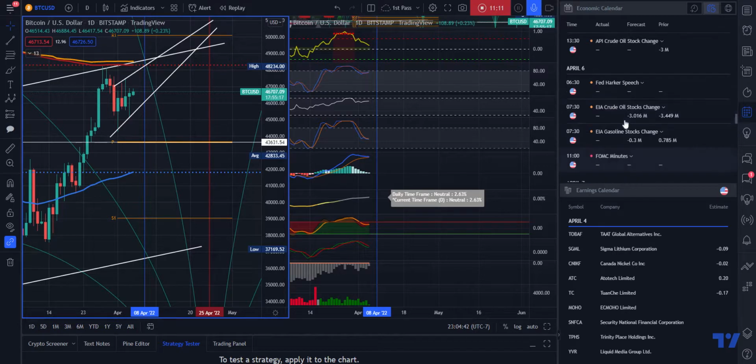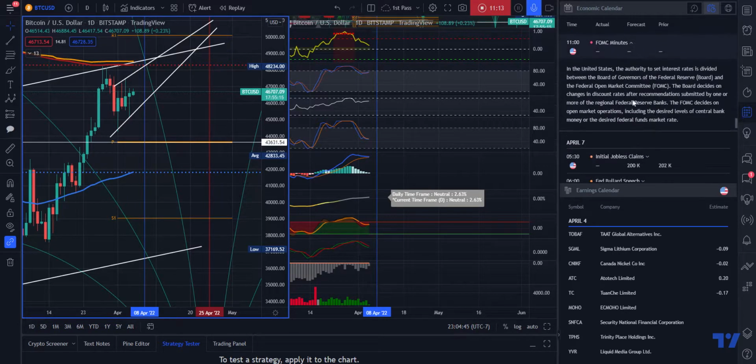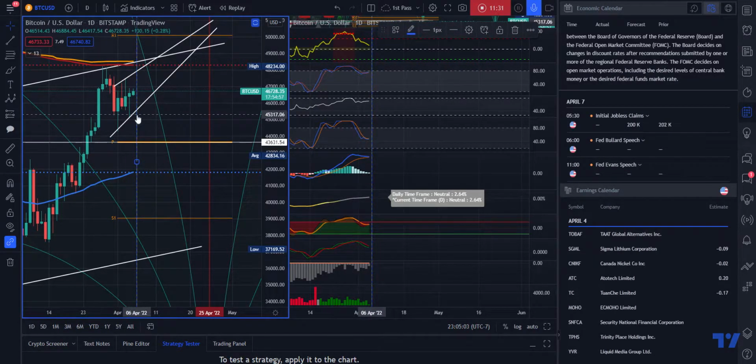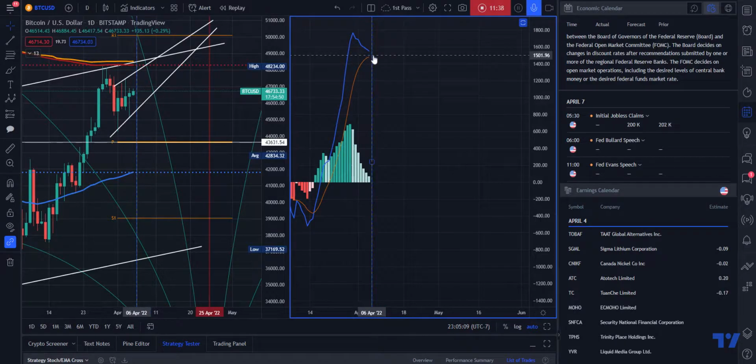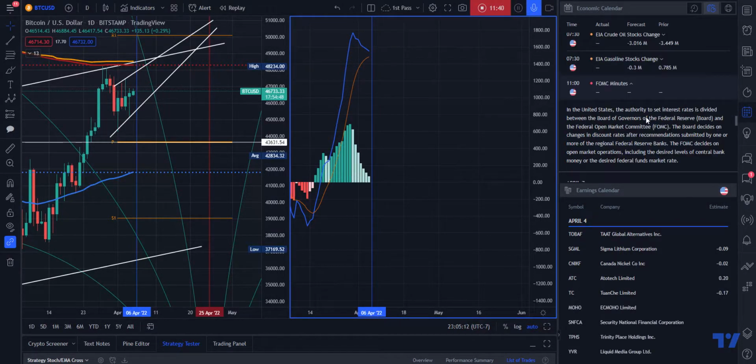Right there. On April 6th, we have the FOMC minutes. FOMC is basically the general discussion of the interest rates. So actually, I'd take it back. We should know around the 6th. We should know what's going to happen sooner, because let's see the MACD here. Yeah, FOMC will decide the fate of the direction right here.